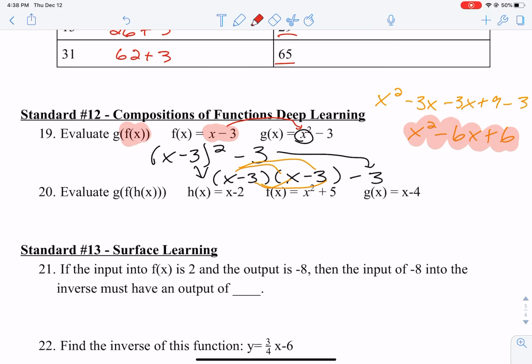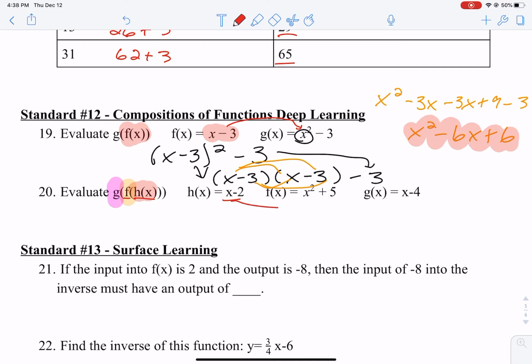That would be my answer. And the last one is going to be the hardest one. We have to do 3 functions. So we got h getting plugged into f, that answer getting plugged into g. So first let's start with h. H is x minus 2. Okay, what's it going into?